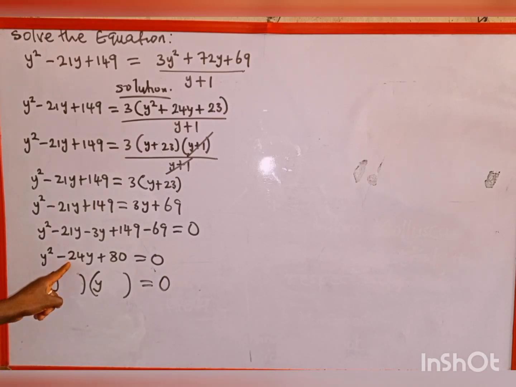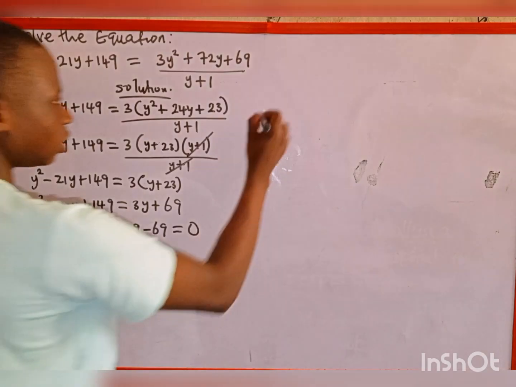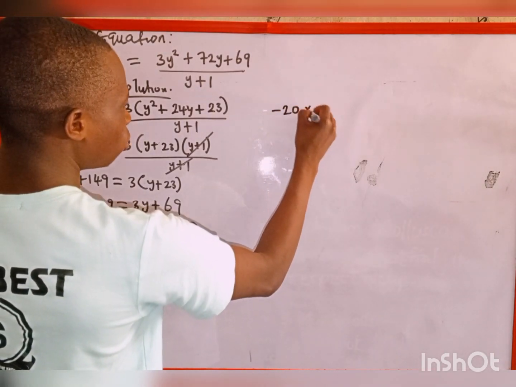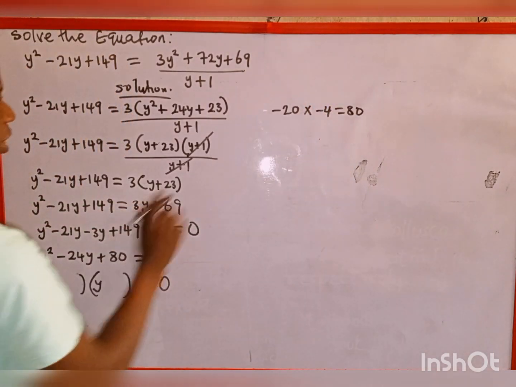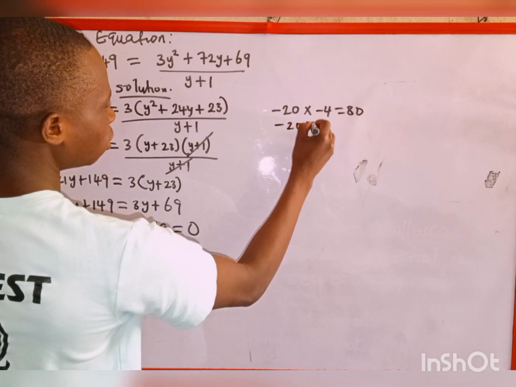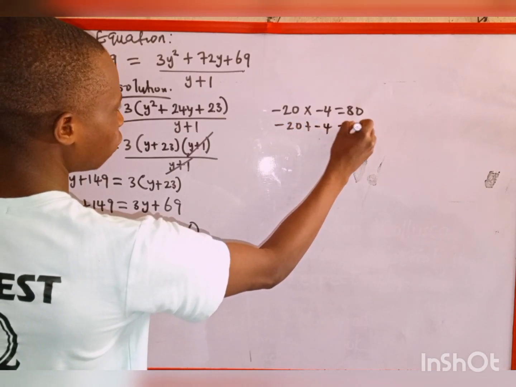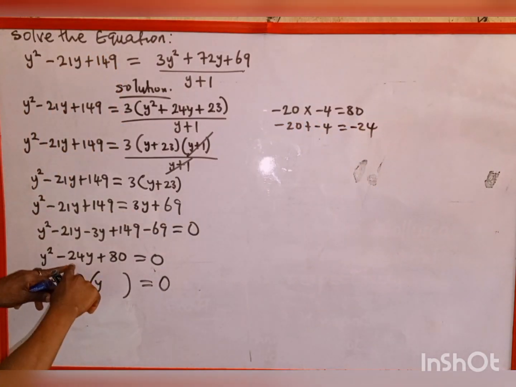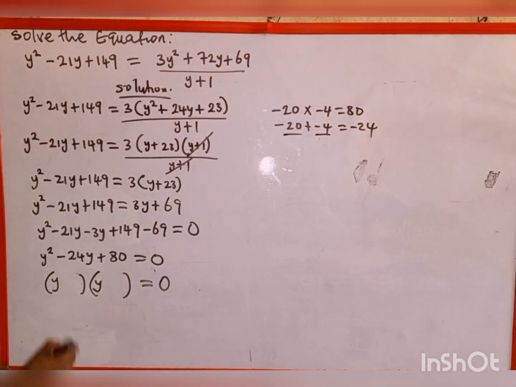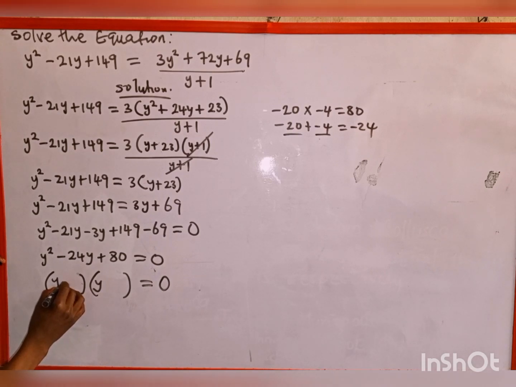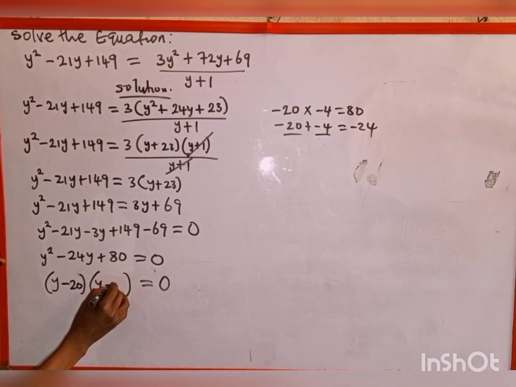Because if you add minus 20 and minus 4, it's going to give us minus 24. And if you multiply them, it's going to give us positive 80. Minus 20 multiplied by minus 4 is going to give us 80, which is the constant. And if you add minus 20 plus minus 4 it is going to give us minus 24, which is the coefficient of y. So therefore the numbers are minus 20 and minus 4. We're going to have what? Minus 20 and minus 4.